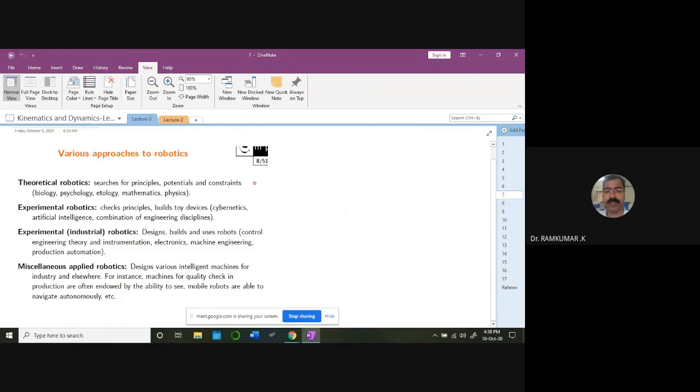So, the various approaches to robotics. We can think in terms of the theoretical part, theory. Then experimental robots are there, where you have to check principles and build toy devices. Cybernetics is another area you can think of, wherein communication, control, and processing come together.